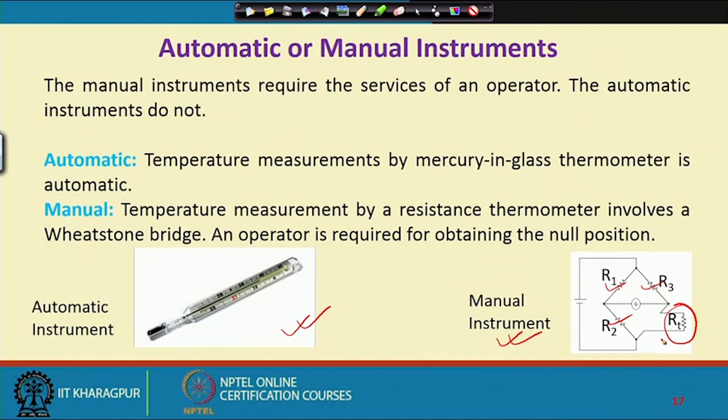One point to be noted here is that an automatic instrument doesn't necessarily have to be very complex with respect to manual instruments. For this given example, temperature measurement by mercury in glass thermometer, which is a very ordinary and simple looking thermometer, is an automatic instrument, but temperature measurement by resistance thermometer with the help of a Wheatstone bridge is a more complex looking instrument, but a manual instrument. So, it depends on whether operator assistance is required or not. Of course, automatic instruments have distinct advantages.